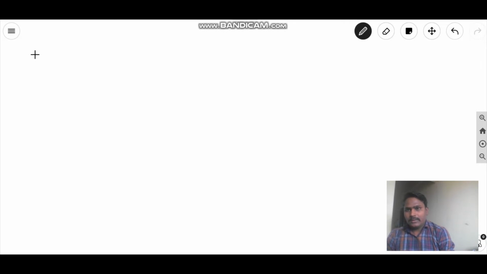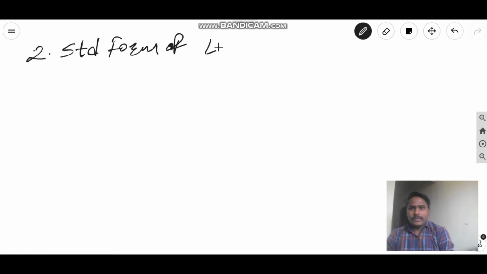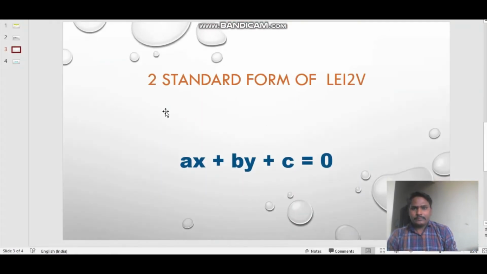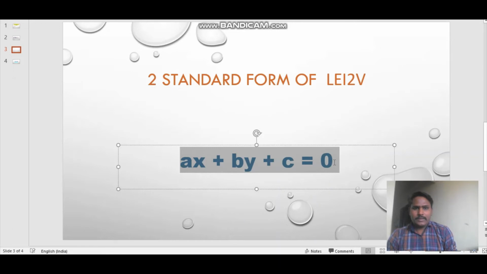Now we will learn the second part of our basics, that is the standard form of linear equation in two variables. Okay, so I am writing it in short form. Here we had seen, this is the standard form of linear equation, that is ax plus by plus c is equal to 0. This is nothing but the standard form of linear equation.